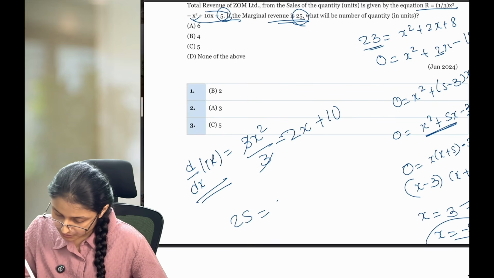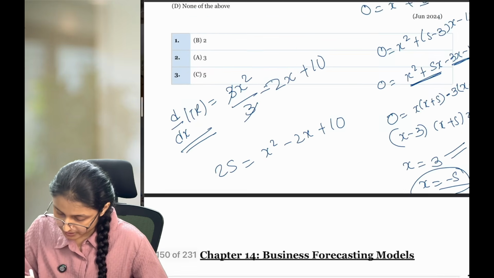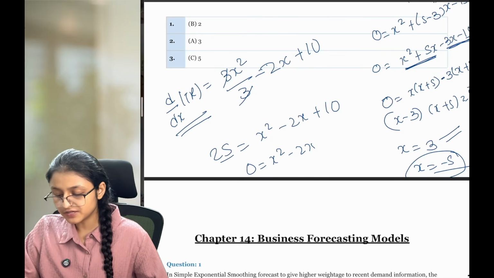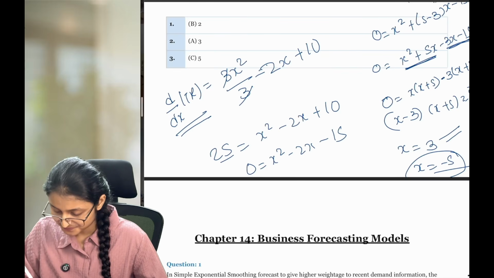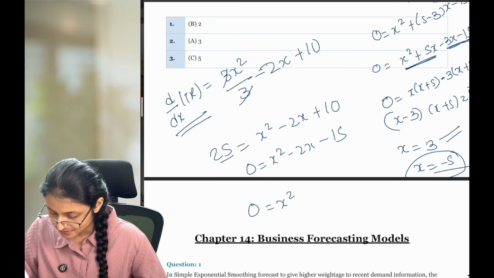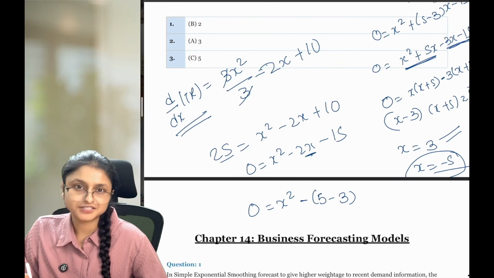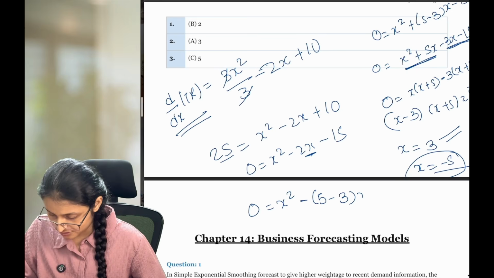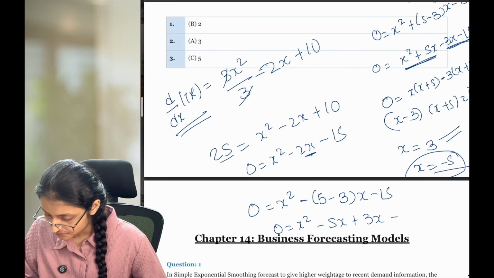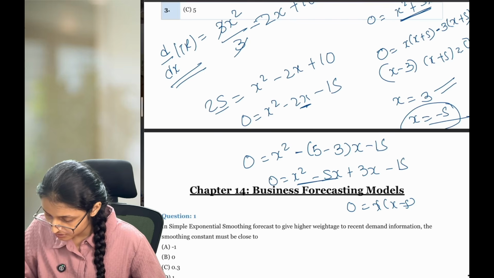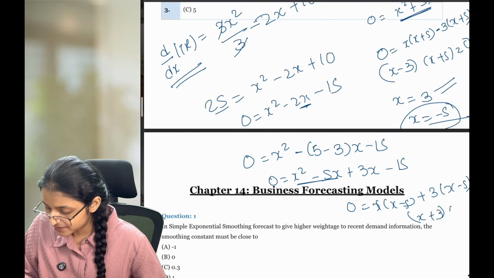So, just put the 25 here. x square minus 2x plus 10 is what we are getting. 0 is equal to x square minus 2x. If I take this 25 there, it will become minus 25, so minus 25 plus 10 will give you minus 15. So 0 is equal to x square minus 2x minus 15. We have to get two values here, so I am getting again 5 minus 3 because that gives us 2, and 5 into 3 will give you 15 also. So 0 is equal to x square minus 5x plus 3x minus 15. x minus 5 is taken common from the first two, and plus 3 is taken common from the last two. So x plus 3 and x minus 5 is what we are getting.